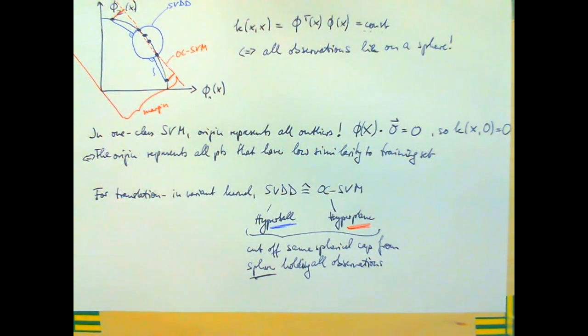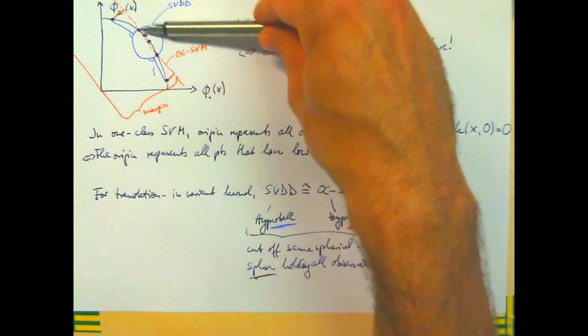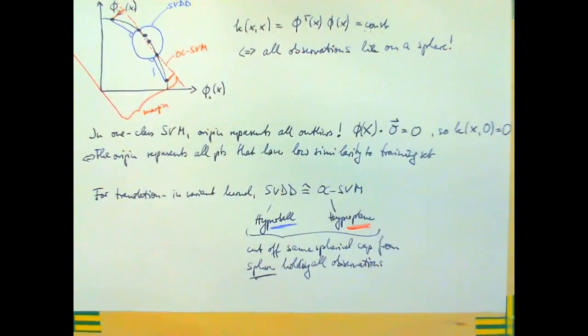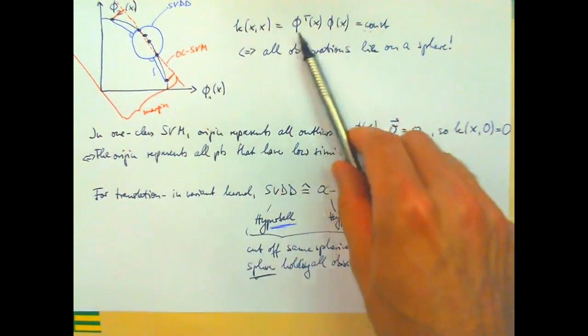Now I found this quite puzzling when I, for the first time, only by reading, realized that for such shift invariant kernels, all observations lie on this sphere. But I hope you are convinced by this argument here. Yeah, so they all have the same radius. They lie at the same distance from the origin.